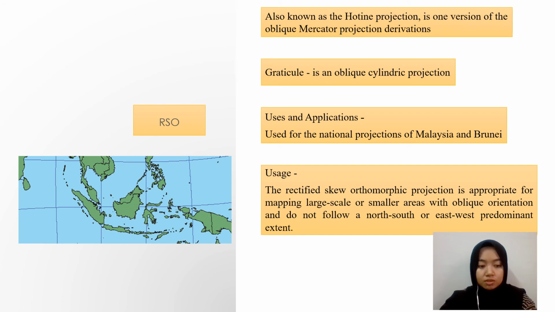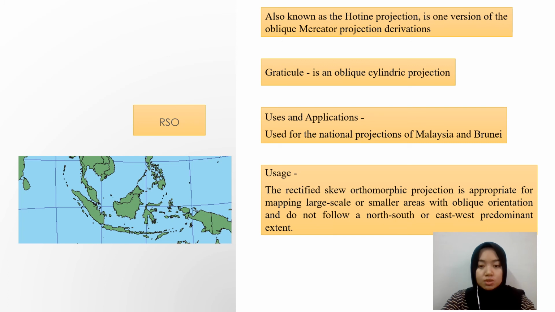The distortion for RSO: it is a conformal map projection. It does not maintain true direction, but angles and shapes are maintained at infinitesimal scale. Distances are accurate along the central line if the scale factor is 1.0.